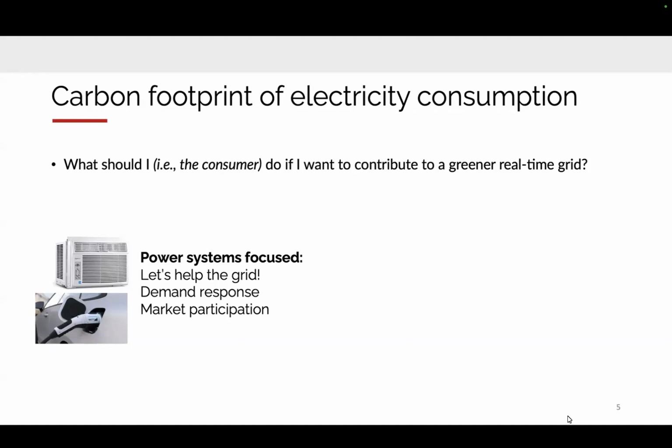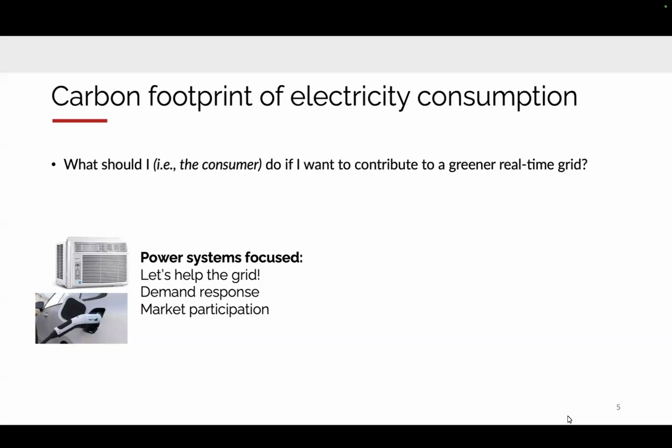And so I think that for people who work in electric power systems, there's been this general idea that the way to do this is really to help the grid, to participate in programs like demand response, to do peak shaving, try to avoid having to ramp up natural gas generation, or maybe more actively participate in the market, which after all, there's some correlation between the price of electricity and its carbon intensity, particularly because low carbon resources like renewable energy are technically zero marginal cost.